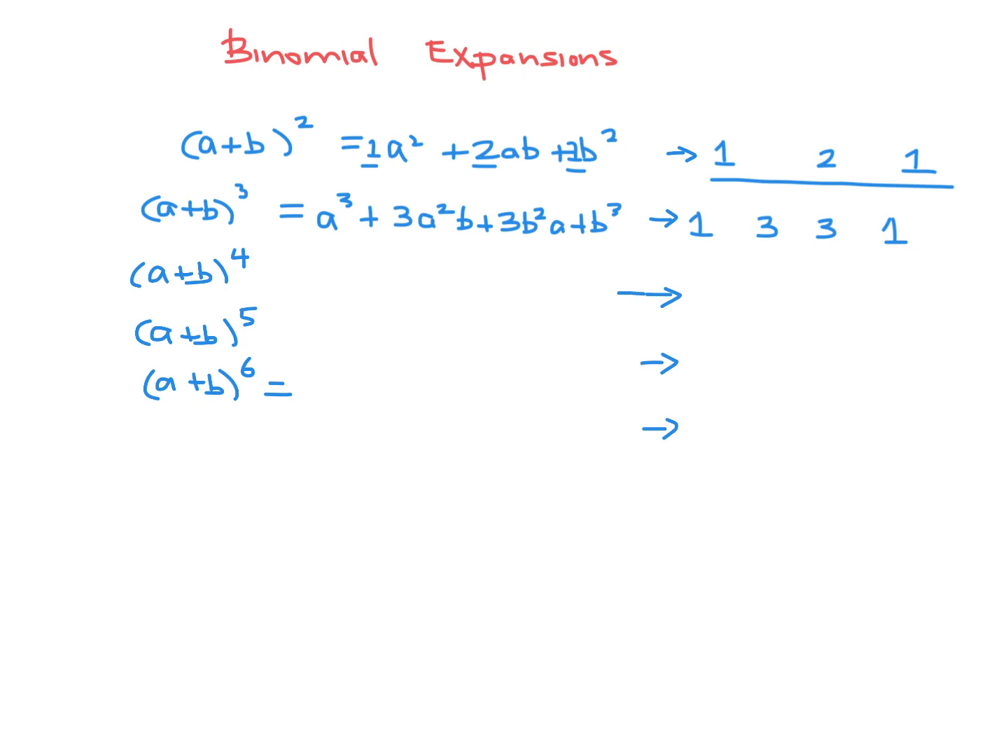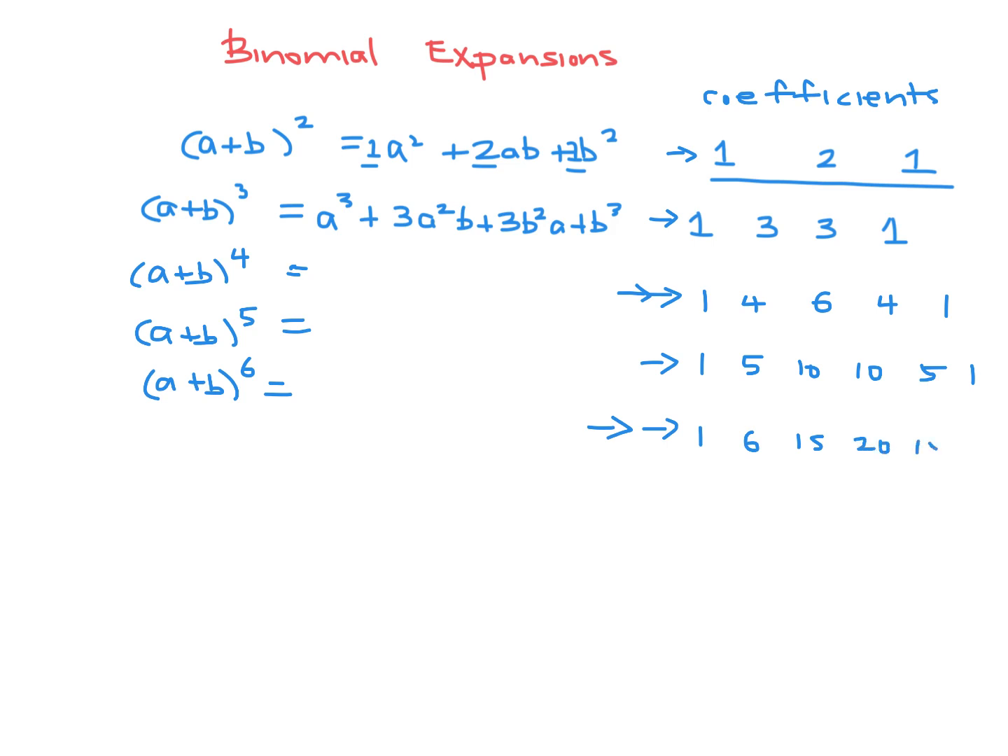Okay, and when I do and collect like terms, you'll get the following. Now, I'll do this one first. You guys can expand and collect like terms. I'm confident that you can do that. You don't need to hear me do it. But when you do, and then you just do the coefficients, for a plus b to the power of 4, it's 1, 4, 6, 4, and 1. For a plus b to the power of 5, it's 1, 5, 10, 10, 5, 1. And then finally, this one that we are most interested in, it is 1, 6, 15, 20, 15, 6, and 1.